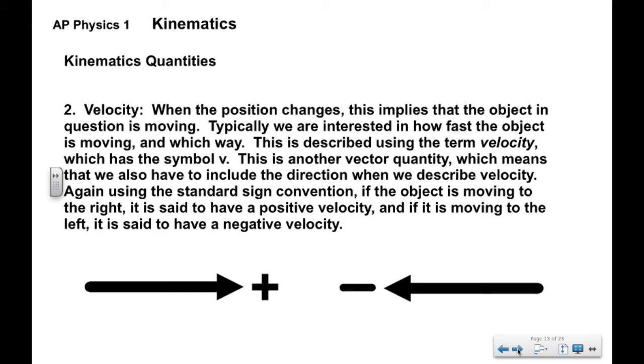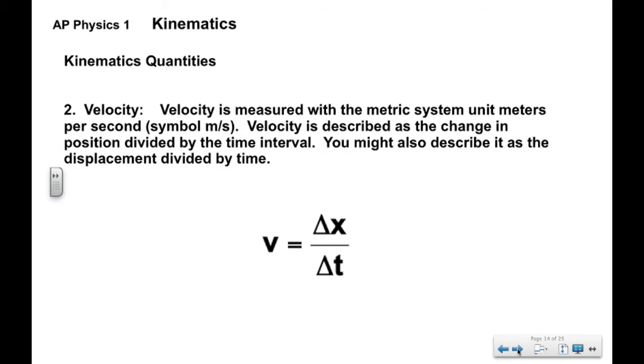Now, when we answer the second set of questions, is the object moving, how fast and which way, we're interested in how fast it's moving, and this is described using the term velocity, which has the symbol lowercase v. This is another vector quantity, which means that we have to include the direction when we describe velocity. Again, using the standard sign convention, if it's moving to the right, we say that it has a positive velocity, and if it's moving to the left, it's said to have a negative velocity. It's measured with the metric system unit meters per second, symbol m/s.